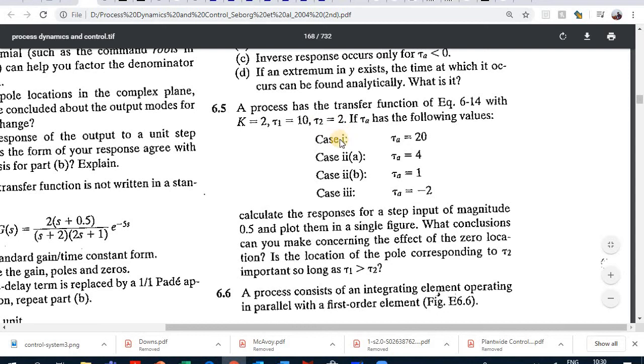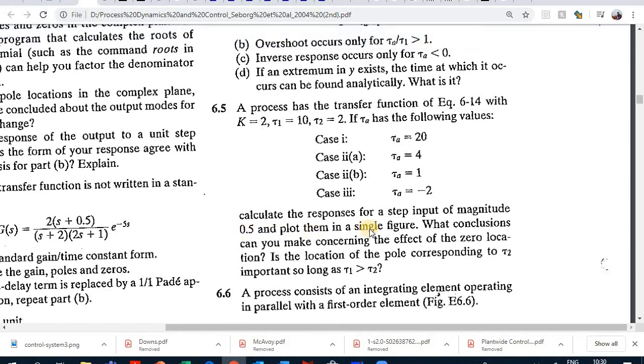So what do we have here? We say that tau a has the following values: 20, 40, 1, -2. We have 4 different cases, so we need to solve every case. Calculate the response for a step input of magnitude 0.5, so that is 0.5 over s, and plot them in a single figure. So we're going to plot them all in a single figure just to show how that looks, showing some of them that have an undershoot and some that have an overshoot. And it's beautiful to look at all the responses together.